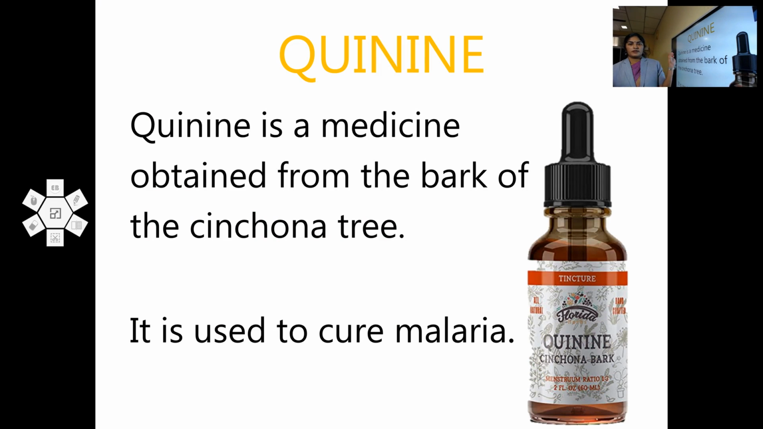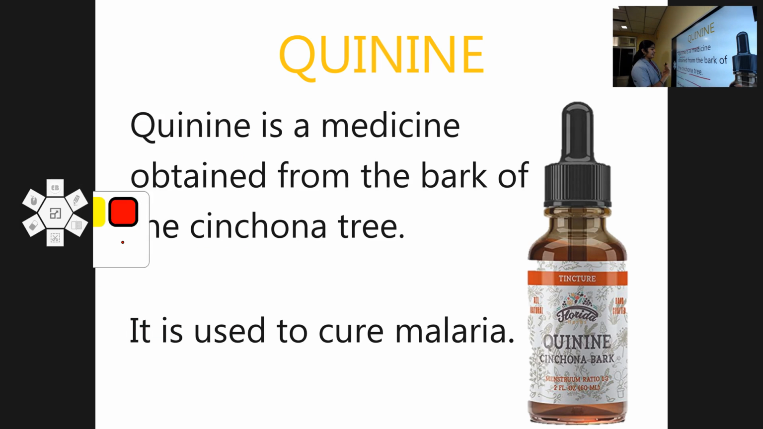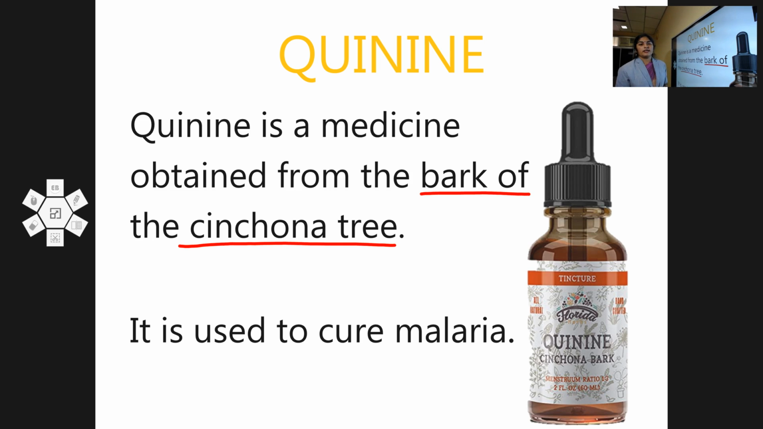First one is, how will you read this? It is quinine. It is not a plant. It is a medicine that we get from a plant. Let us study which is the plant from where we get quinine. Quinine is a medicine obtained from the bark of the cinchona tree. Bark of cinchona tree. Which tree? Cinchona tree. From which part we get this medicine? We get this quinine from the bark of the cinchona tree.